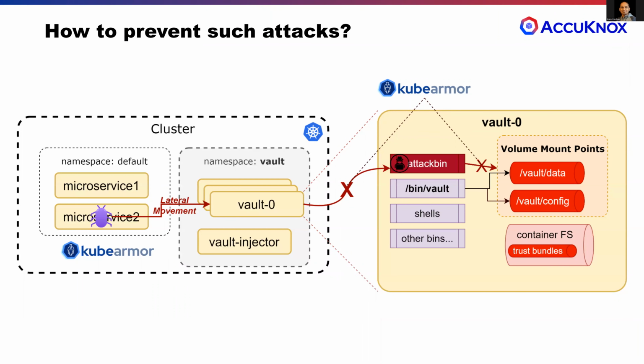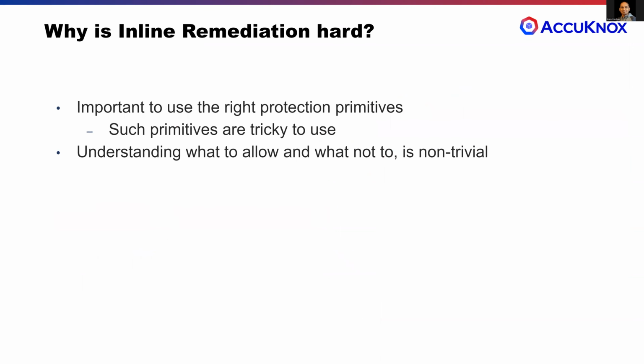For example, in the case of Vault, it automatically identifies that only process /bin/vault and a few other binaries need to be allowed execution within the pod. Furthermore, it identifies that only the single process /bin/vault needs access to the sensitive volume mount points and no other process, and locks it down. Thus, the vault is hardened to only allow specific behavior.